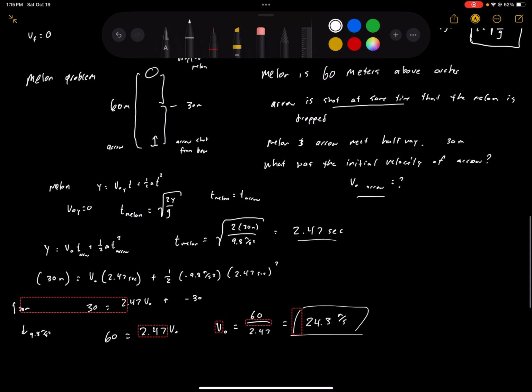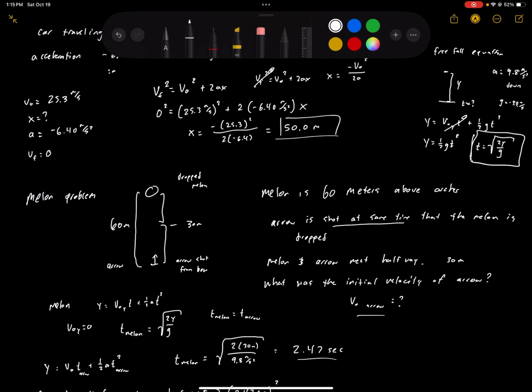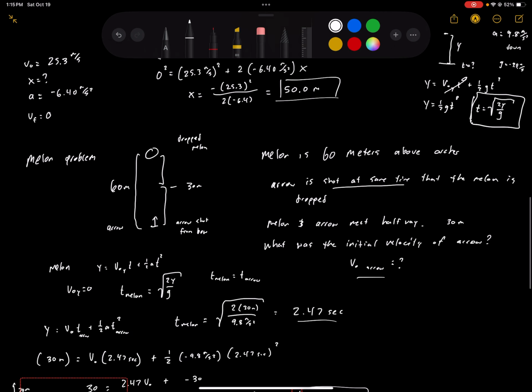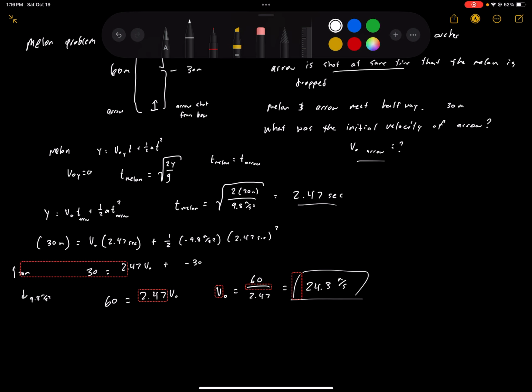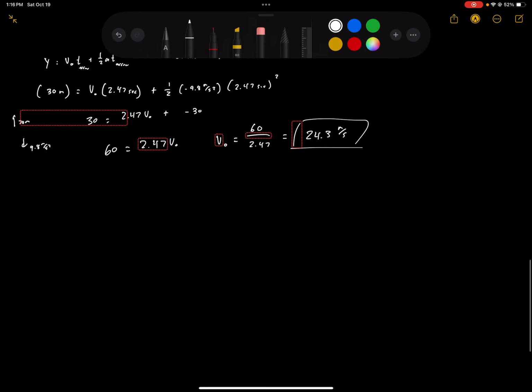For the melon, because the initial velocity is 0, it's just a free fall problem, where you can straight up use the free fall equation. So you want to use it to keep it simple. We solve for the time. We know that for the melon to fall 30 meters takes 2.47 seconds. We know that's how long the arrow has been traveling, because they have to hit each other at the same time. And then we plug it into the equation for the arrow, and that's how we solve for the velocity of the arrow. All right, so this is like a two-step kinematic problem. I just want to make sure that we see how to do this.